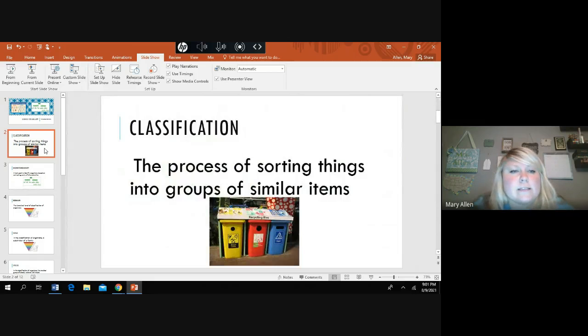Word 1 is classification. Okay, the process of sorting things into groups of similar items. For example, these items are sorted into different recycling bins. This one is for drink cans, this one has plastic bottles, and this one is for paper. So if I'm classifying those recycled items, I'm sorting them based on something that's similar. In this case, it'd be what they're made of. So remember, you can pause the video to write this down.